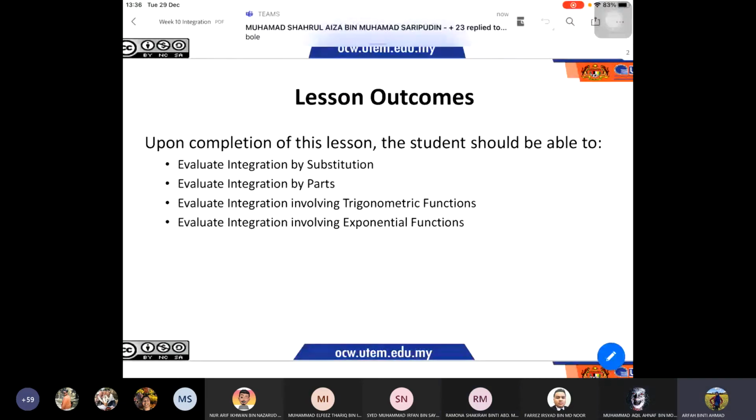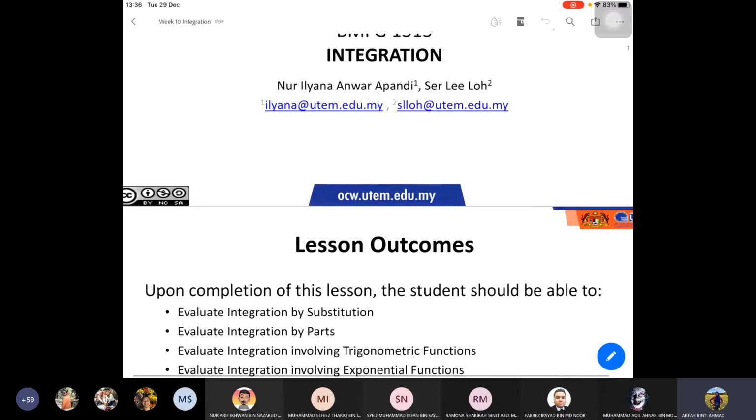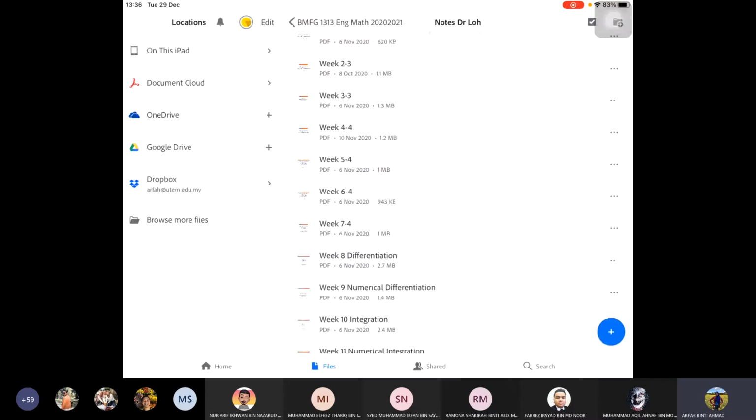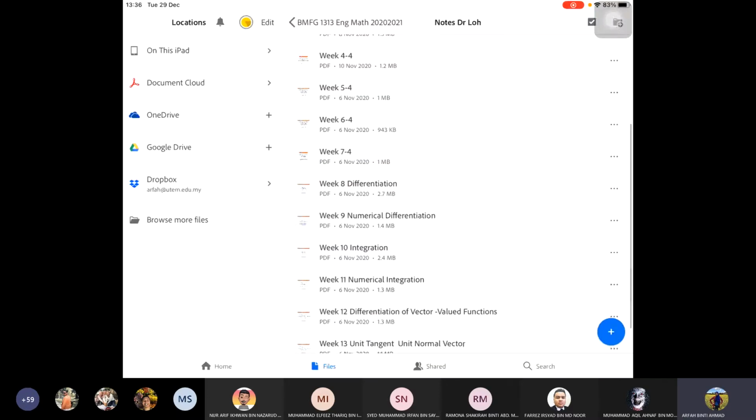Okay. So upon completion of this lesson, the student should be able to evaluate integration by substitution, evaluate integration by part, evaluate integration involving trigonometric function. Sekejap, I say salah buka. Patutlah. Numerical integration. Okay. Evaluate the integration by using numerical method.